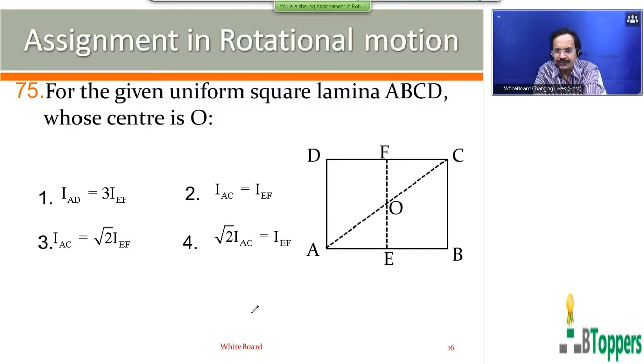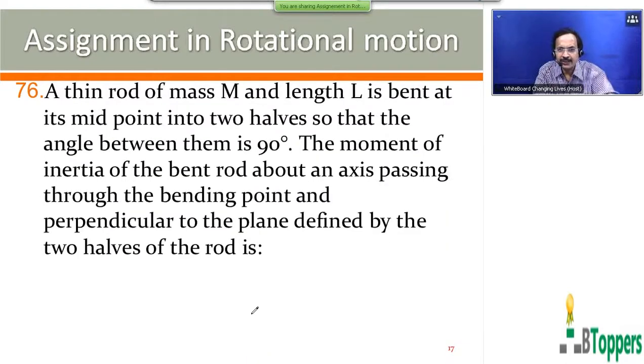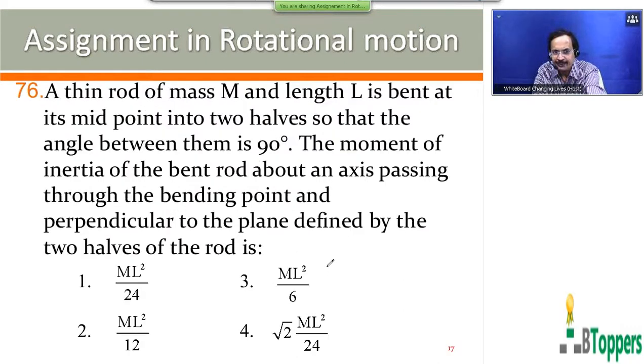So I am going to show the next question on screen. Look at the question number 76. A thin rod of mass m and length L is bent at its midpoint into two halves so that the angle between them is 90 degrees. The moment of inertia of the bent rod about an axis passing through the bending point and perpendicular to the plane defined by the two halves of the rod is. Come on, take a pause and finish trying this question.